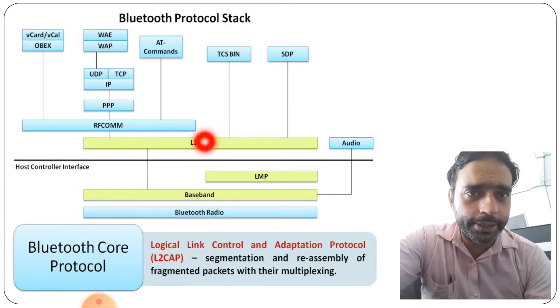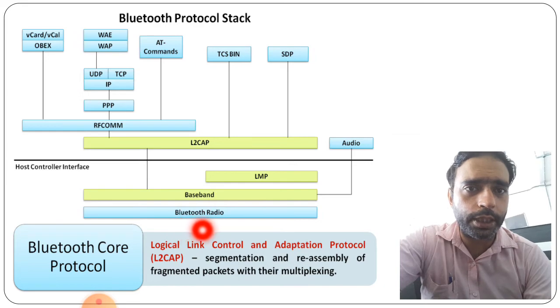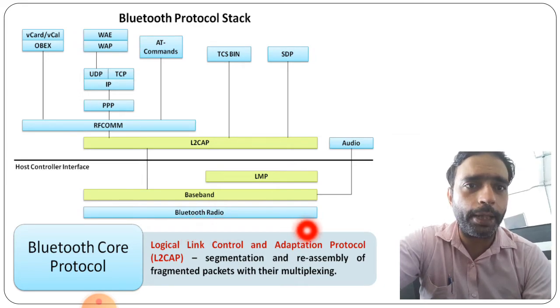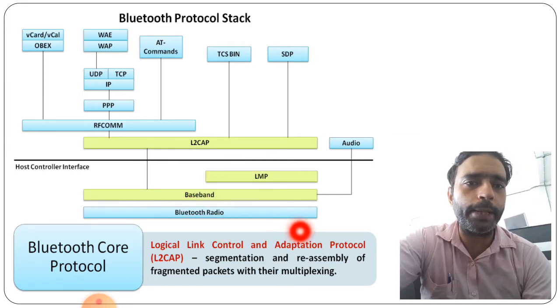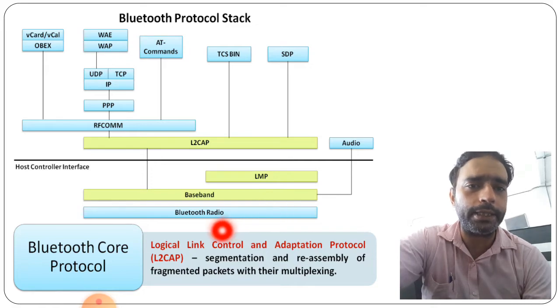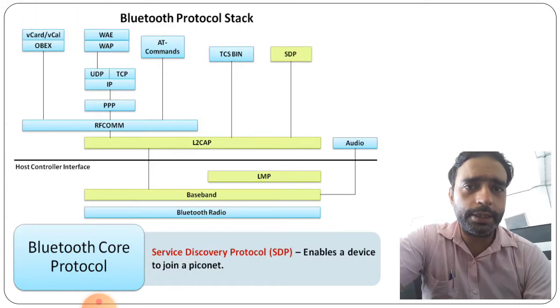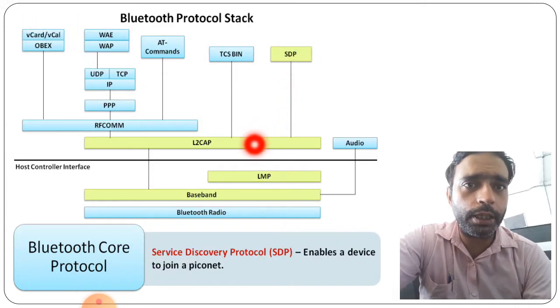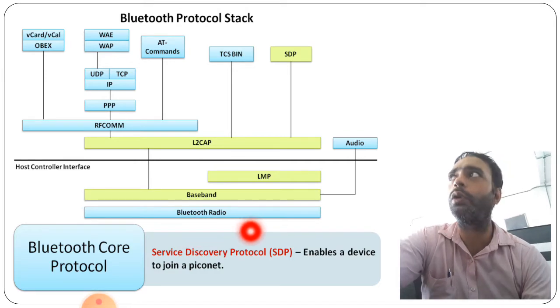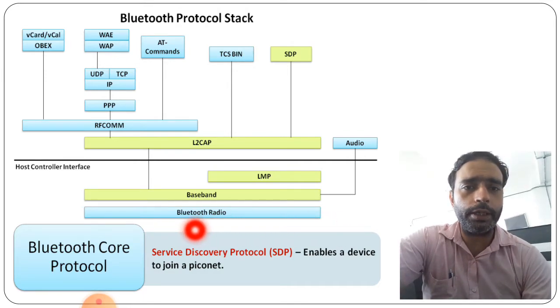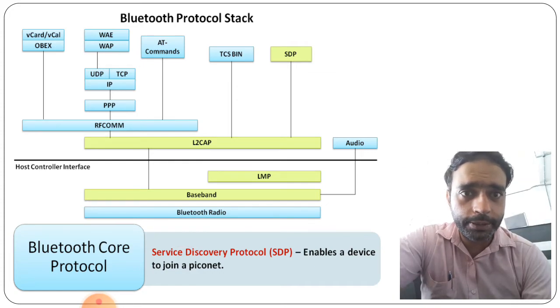Next is L2CAP, the logical link control and adaptation protocol. That part is used for segmentation and reassembly of fragmented packets, along with multiplexing. L2CAP is connected with SDP, the service discovery protocol, which enables a device to join a Piconet.